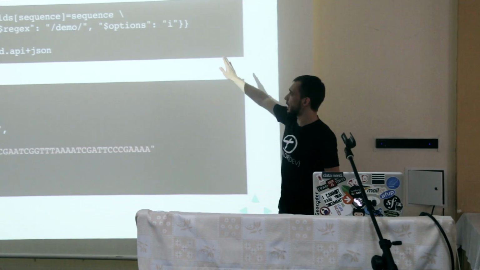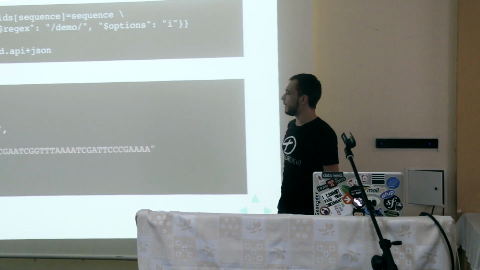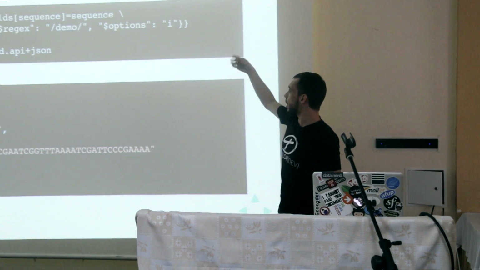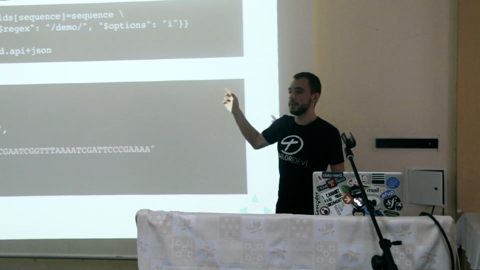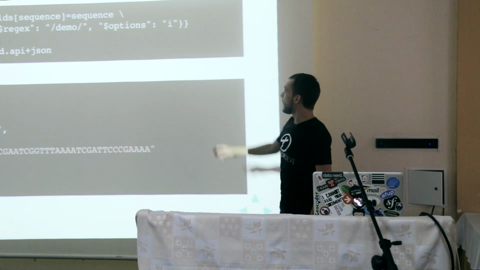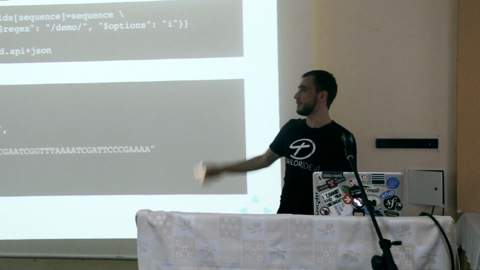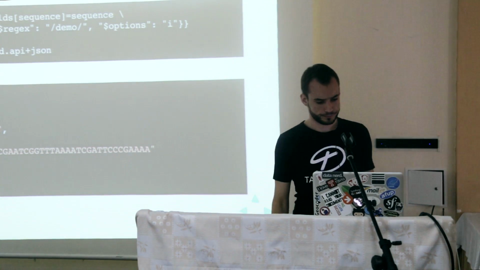So in this case, I just want to get all the sequences, so all the A, T, C, G letters of all the sequences where the name contains demo. Alright? You can pass options, so in this case it could be demo with a capital D or not. Okay?